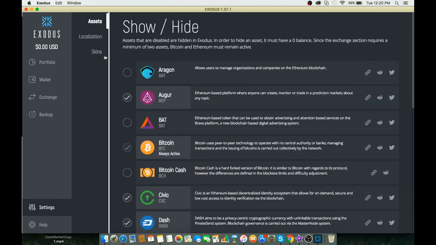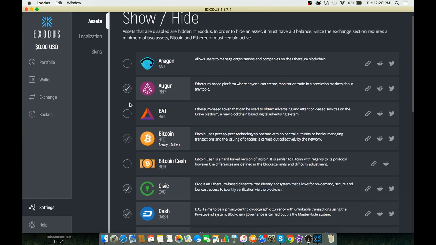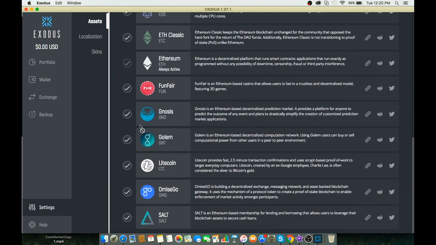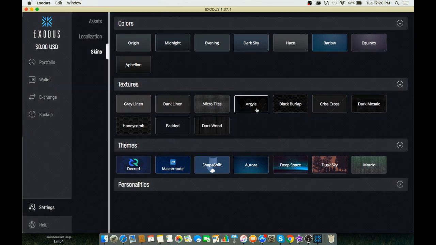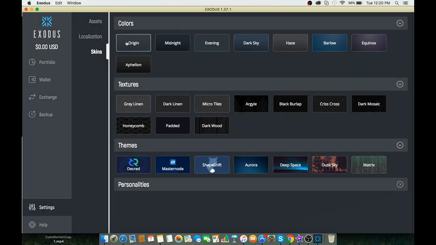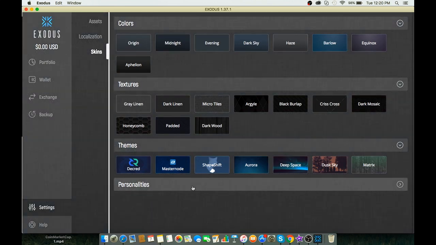And then your settings here, if you want to change the coins that are visible, say you don't use Augur, you don't use Civic, you can take those away, or you can add Bitcoin Cash, should you want to see it there. I'll just add all these here so you can see them when I actually show you the portfolio again. You can personalize it and change your skins, things like that. If you want to personalize it, I just keep things simple.